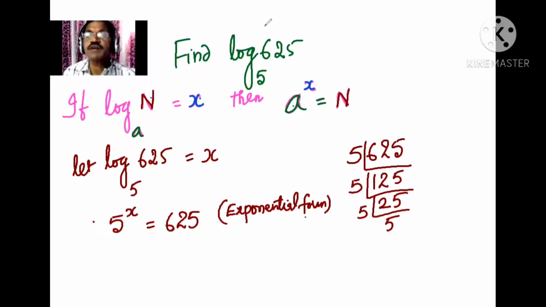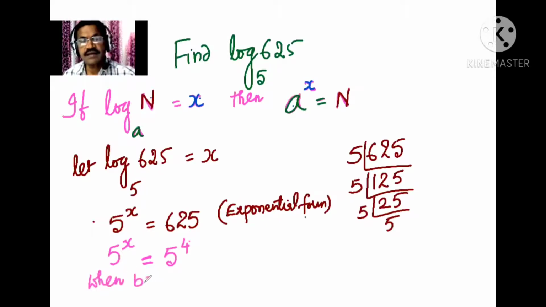So 5 to the power of x is equal to 625 can be written as 5 to the power of 4. So now the bases are equal. 5 power x is equal to 5 power 4. Here the bases are already equal, then the exponents are also equal. When bases are equal, exponents are also equal.